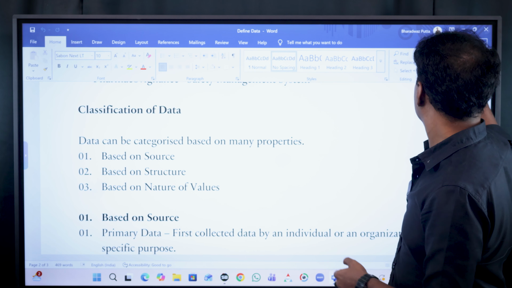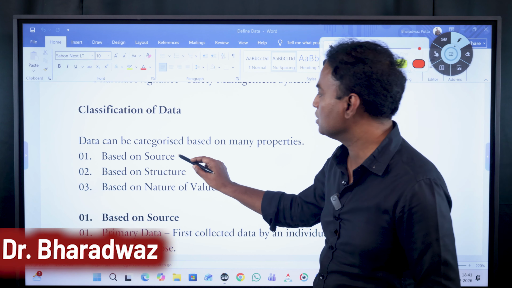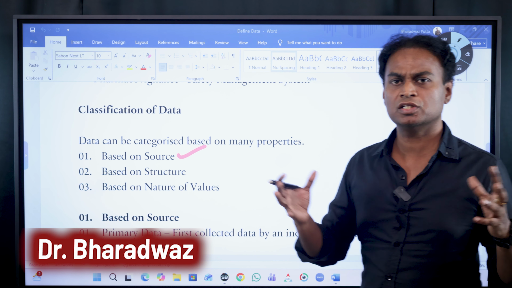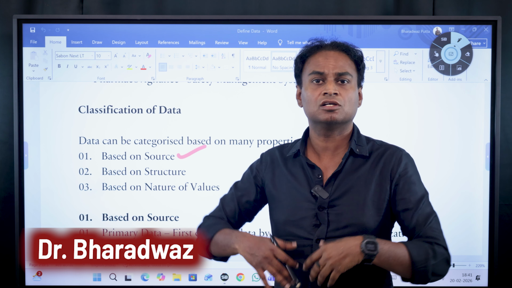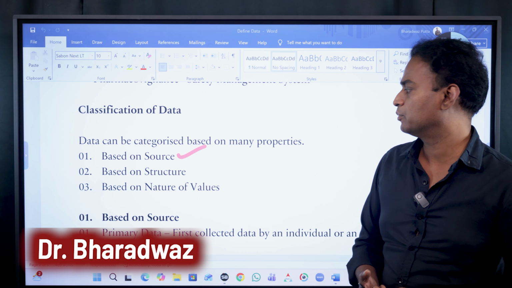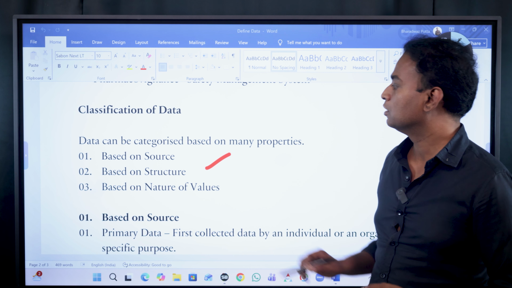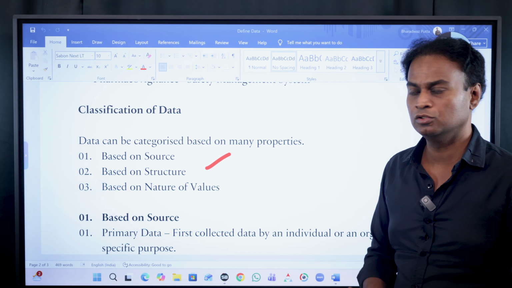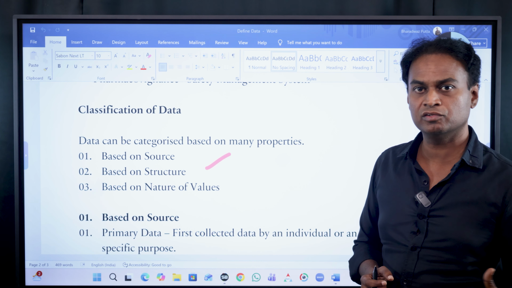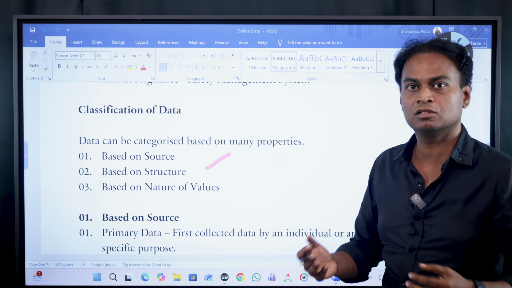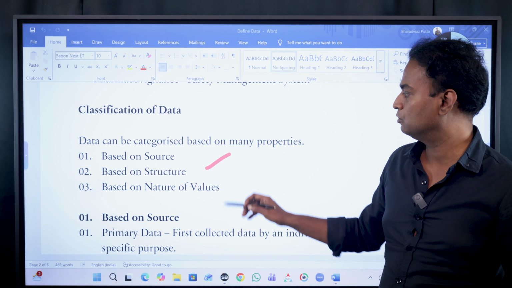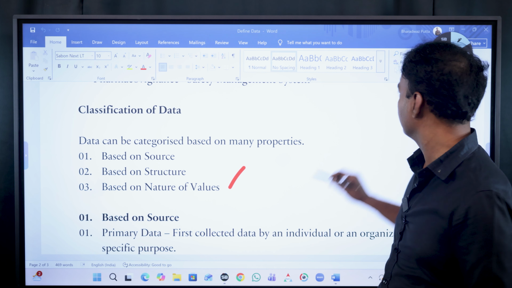Basically, data is classified in three main ways. First one is based on the source. Where are you getting the data from? So that is the source. Next one is structure, how the data is organized. Based on the organization of the data, the structure of the data, is it in columns and rows? That's how data can be classified based on the structure. And the next one is based on the nature of the value. So what is the value? Is it the name of the person, the age of the person, or the height of the person? What is the nature of the data collected for a variable? The data is classified mainly on these three bases. We will check one by one.